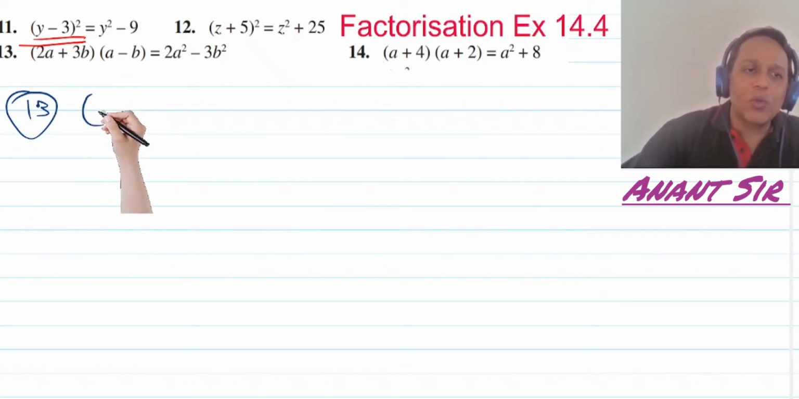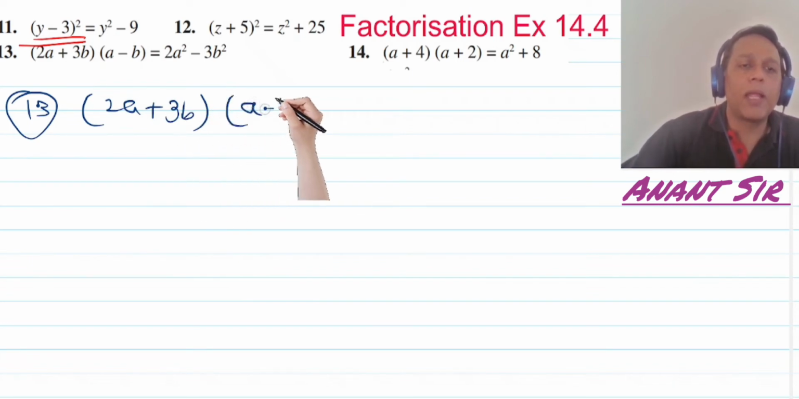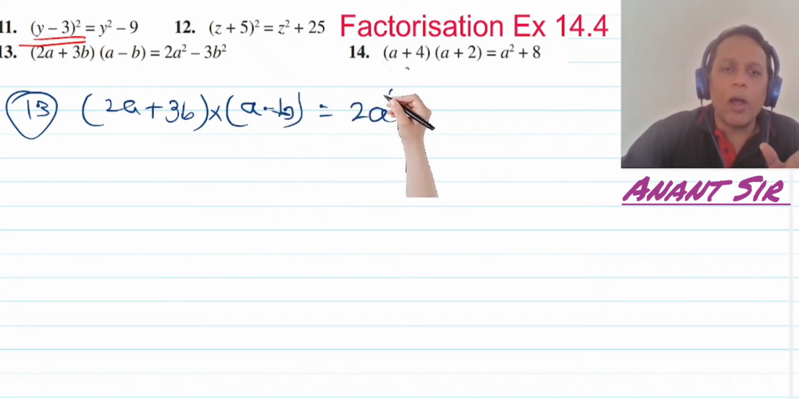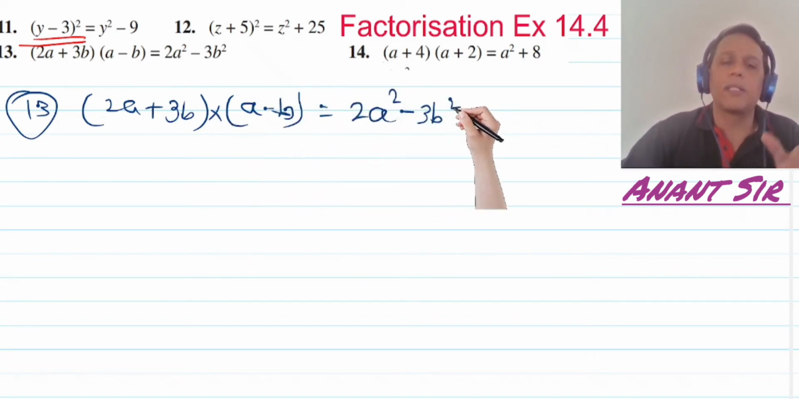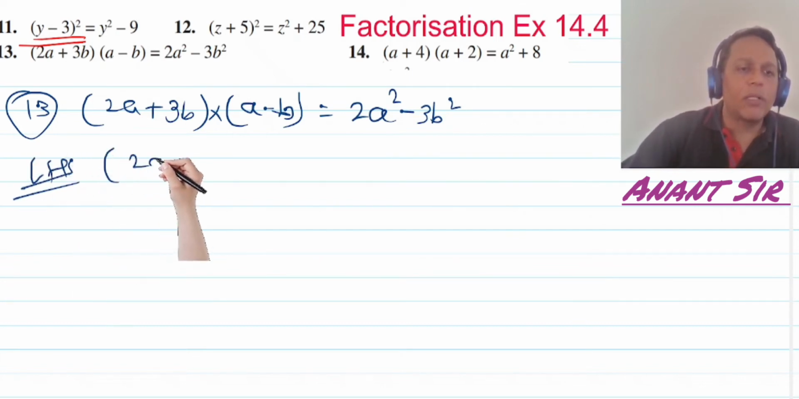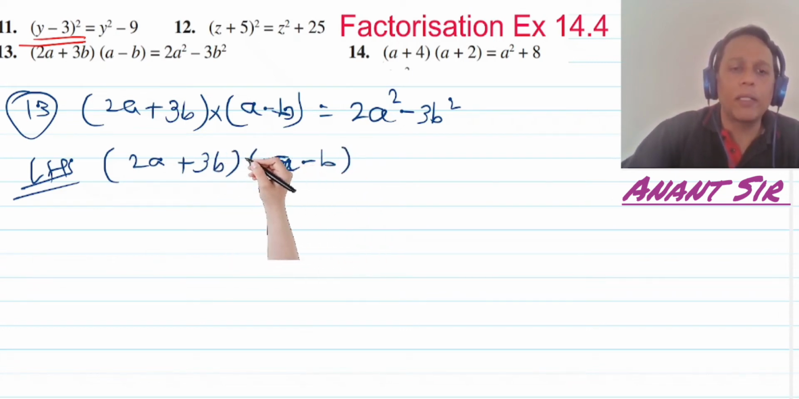So now the next question is (2a plus 3b) multiplied by (a minus b). See, there is nothing between the two brackets. That means there is multiplication. They have given us the answer, that the answer is this. So let's see, we'll check whether the answer is coming like that or not. 2a plus 3b into a minus b. Now we have to multiply the two brackets.